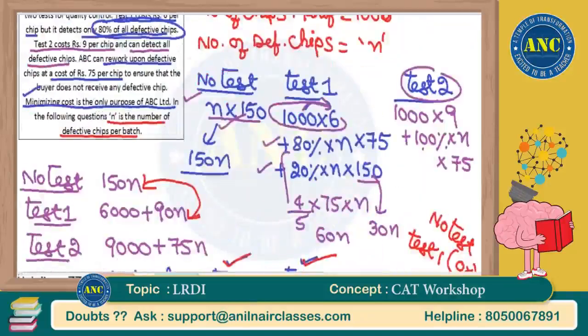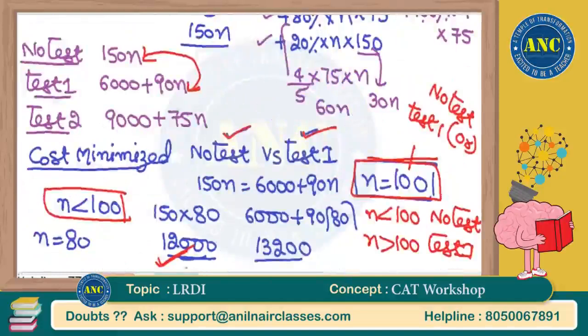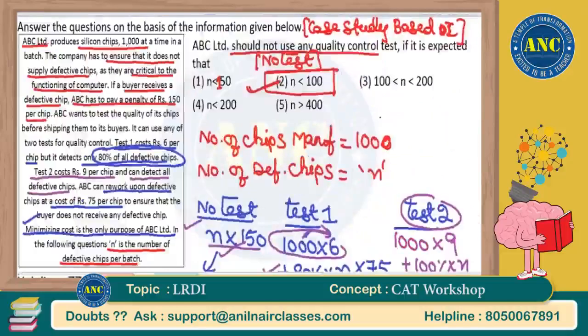So number of chips manufactured is 1,000, number of defective chips. Idea is clear? So the first answer is n less than 100. Beautiful question, case study based. All the students who are asking Ajay sir, take the high level DI. All these caselets are very high level DIs. Next question.